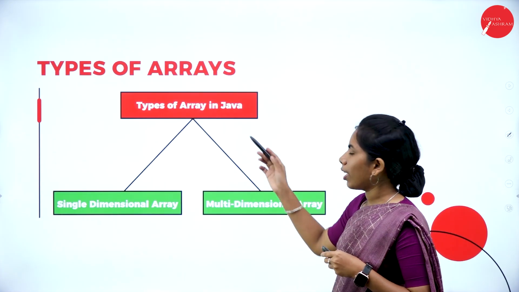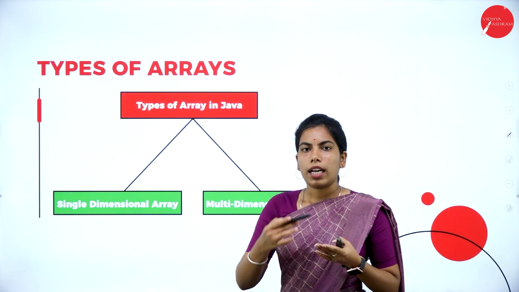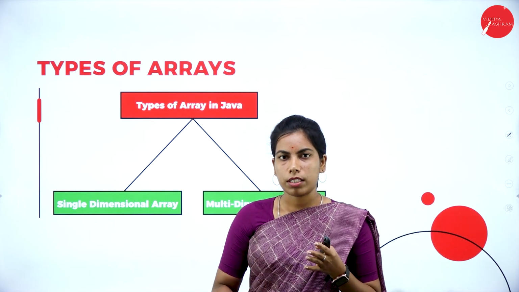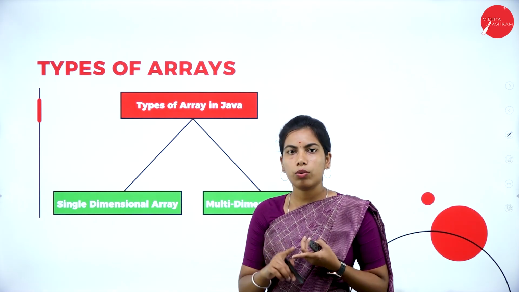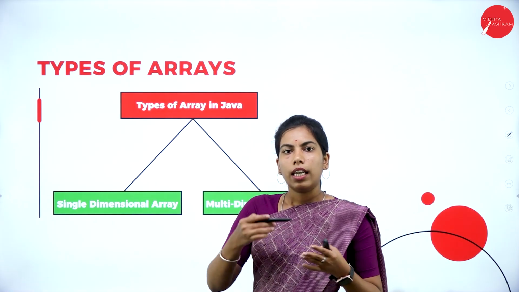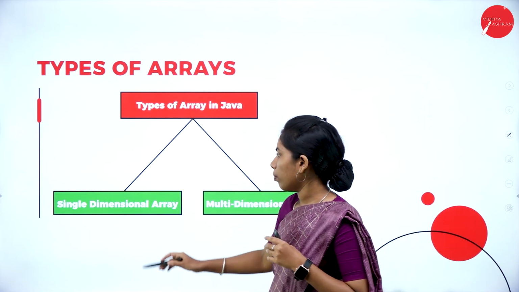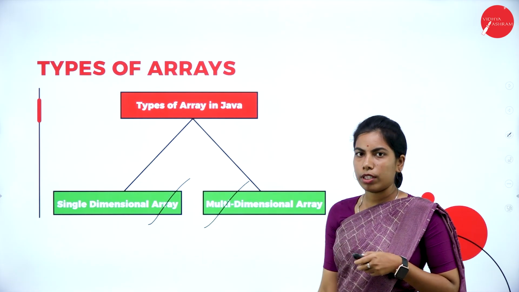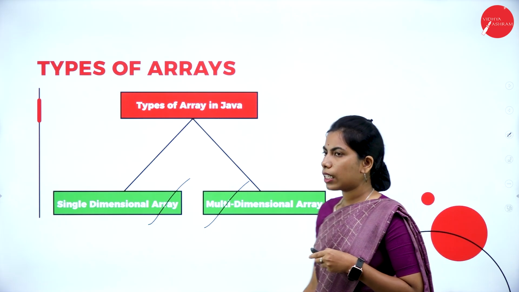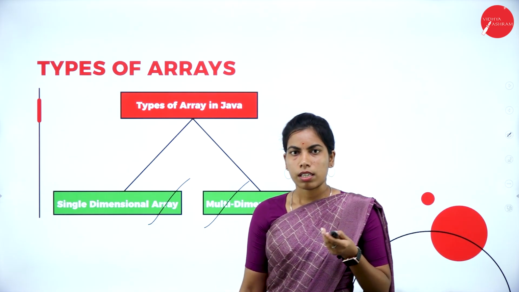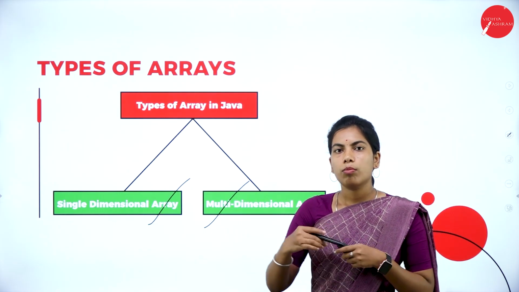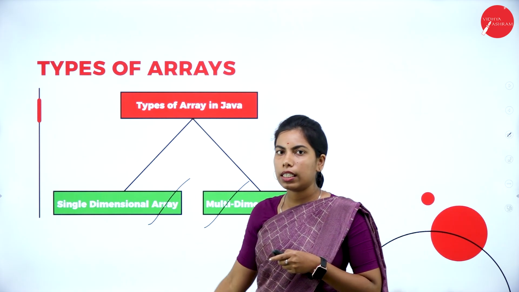And next we can see types of arrays. Mainly there are one-dimensional and multi-dimensional. Inside multi-dimensional we have 2D arrays and jagged arrays. Like that we have many types of arrays. So mainly single-dimensional and multi-dimensional. Let's begin with single dimension. The name itself says single dimension, not more than one dimension.